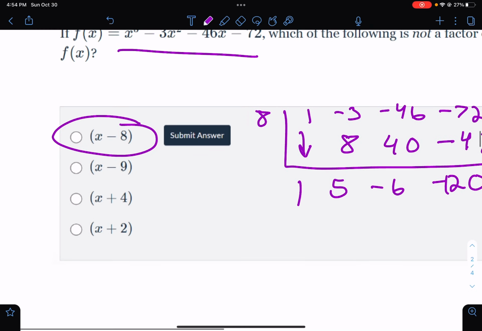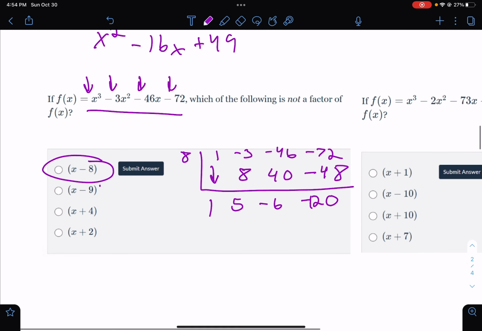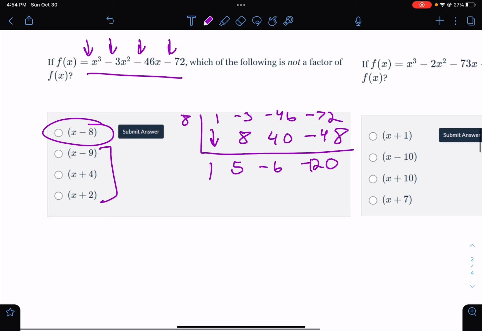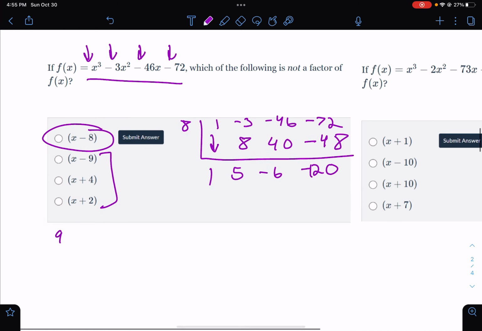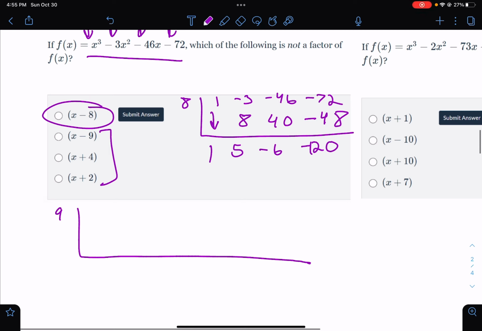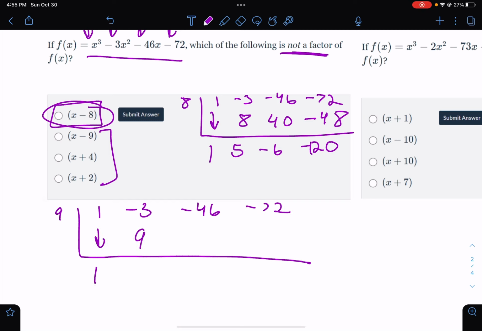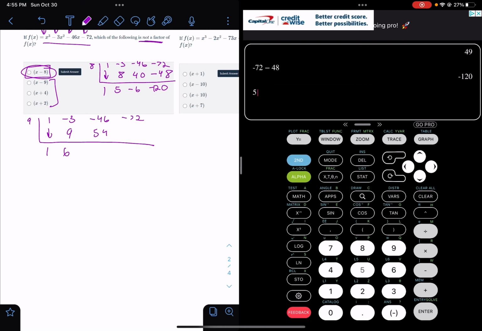Now, because I want to make sure y'all know how to do this, let's double check that all of these other guys are factors, okay? So we're going to try 9 and make sure that we don't get a remainder. If we get a remainder, then we're in trouble, because that means we found the one guy that's not a factor, which is this guy here. So everything else, hypothetically, should divide nicely in. All right, so we do 9. We bring down the 1, 9, 6, 54. So we're going to do 54 minus 46, and I get 8. 8 times 9 is 72. So this means that x minus 9 is a factor. So this guy is good.